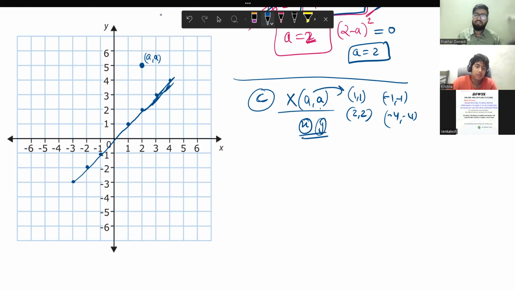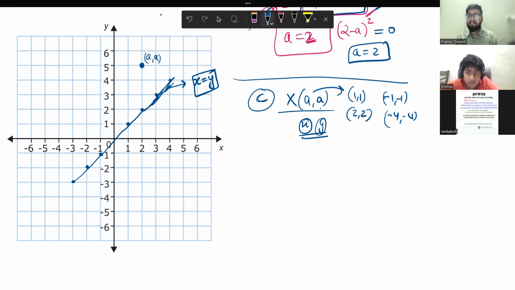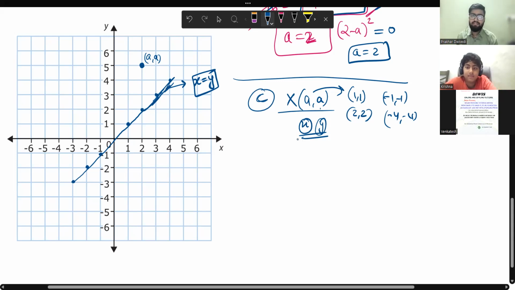And you know what is the equation of this line? This line equation is what? X equal to y. And if you see here, this line shows that all the points lying on this line have their x equal to y. That is the beauty of coordinate geometry. So basically we got a comma a, that means the point should be either this or this.